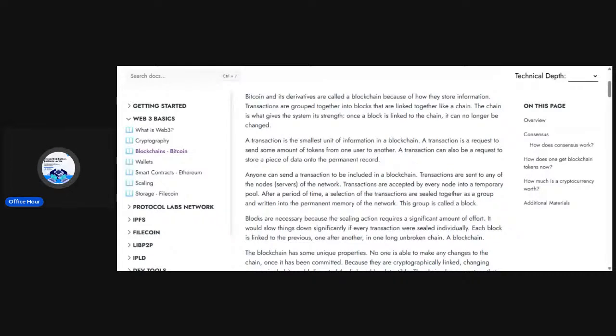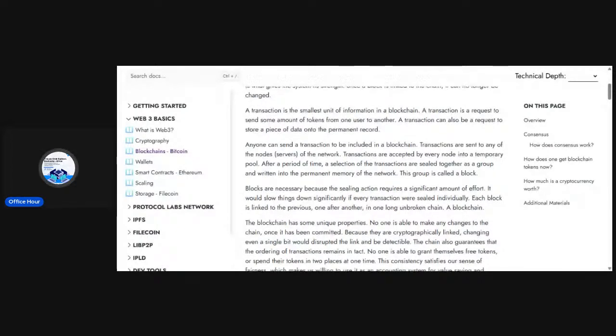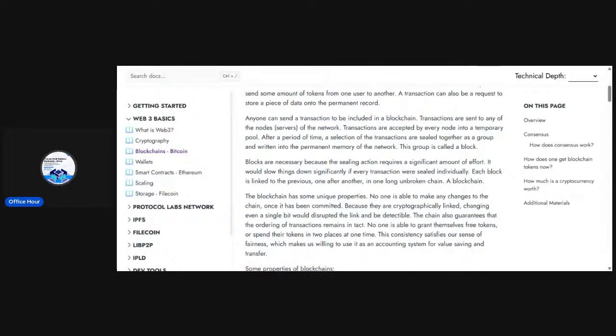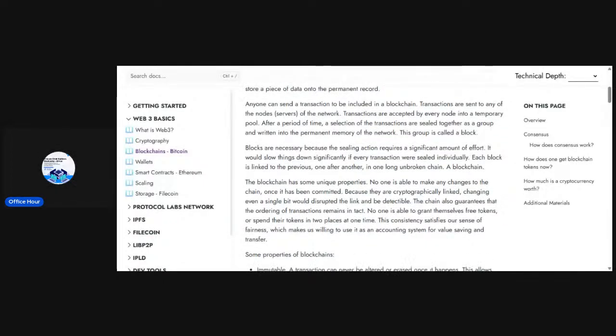The blockchain has some unique properties. No one is able to make any changes to the chain once it has been committed because the blocks are cryptographically linked. Changing even a single bit would disrupt the link and be detectable. The chain also guarantees that the ordering of transactions remains intact. No one is able to grant themselves free tokens or spend their tokens in two places at one time. This consistency satisfies our sense of fairness, which makes us willing to use it as an accountable system for value, saving, and transfer.